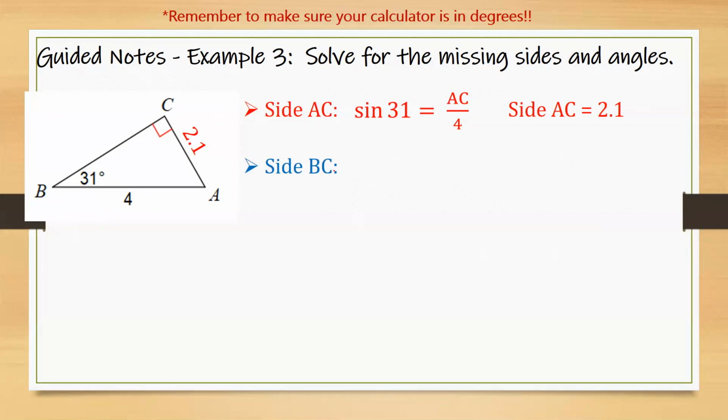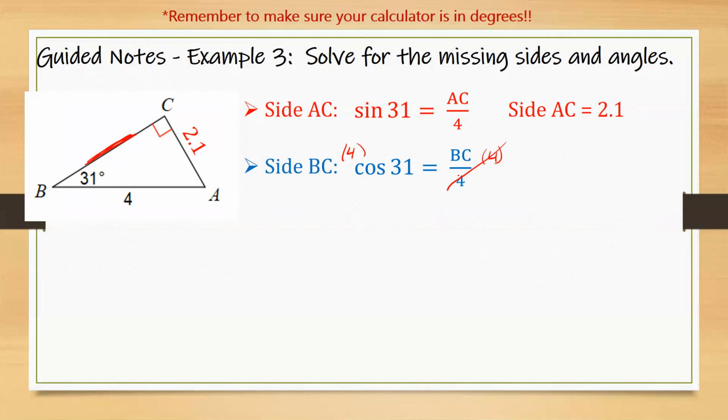Okay, again, you could do this two different ways. You can use a trig function, or you could use the Pythagorean theorem. I decided to use trig, so I said cosine of 31, and for cosine, it's adjacent over hypotenuse. So my adjacent is BC, and my hypotenuse is, of course, 4. So to solve for BC, I multiply both sides by 4.